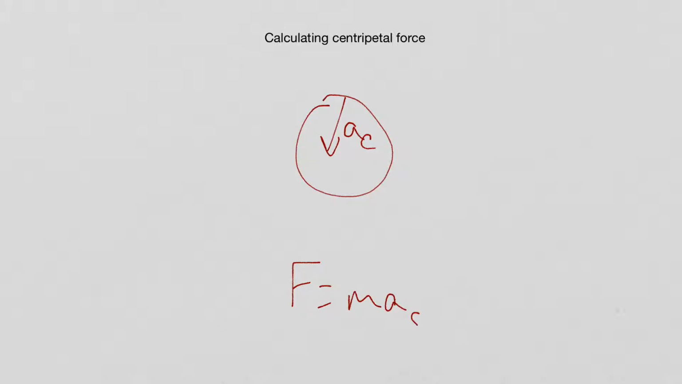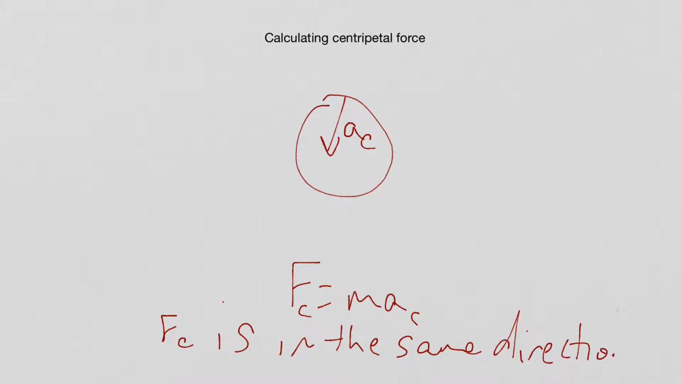Something else to consider: we already spoke about which direction the centripetal acceleration is in. If you look at the equation F equals ma, which you looked at in the Gizmo yesterday, you can see that the force should be in the same direction as the acceleration. So the direction of the force is also toward the center.